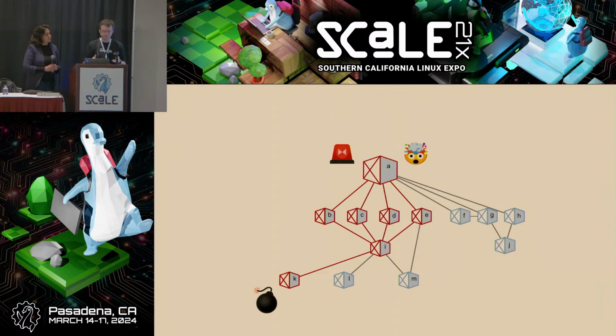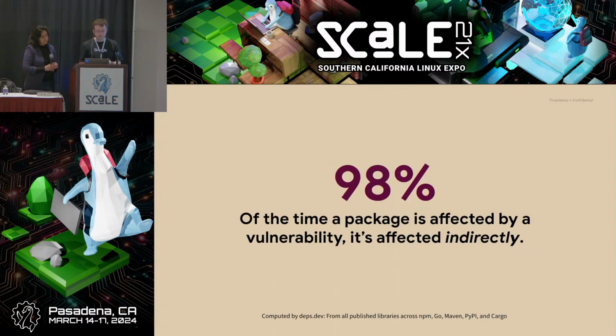And this isn't some theoretical problem. The vulnerability in Log4j that set the internet on fire, that was one bug in one project that ended up affecting at least 17,000 projects connected to it either directly or indirectly. Indeed, as much as 98% of the time when a package is affected by a security vulnerability, it's affected indirectly, where the risk to you might not be so clear because you might not even be aware that you're affected by it.